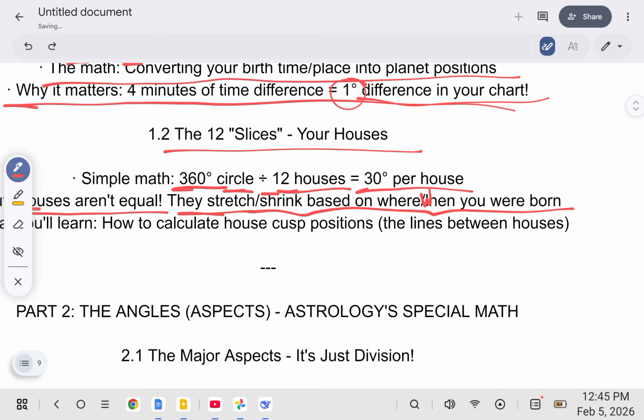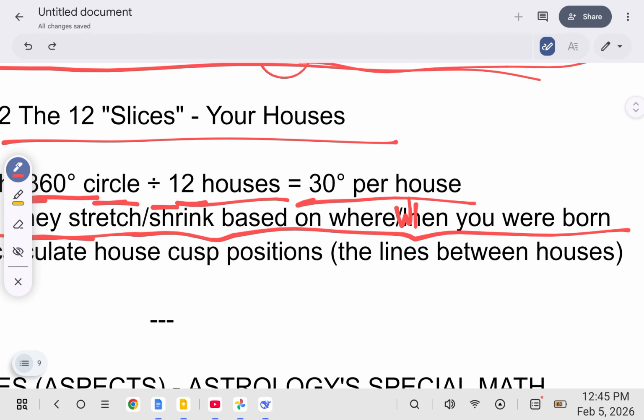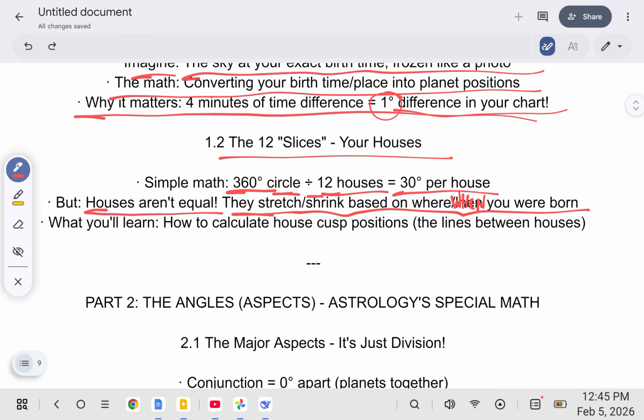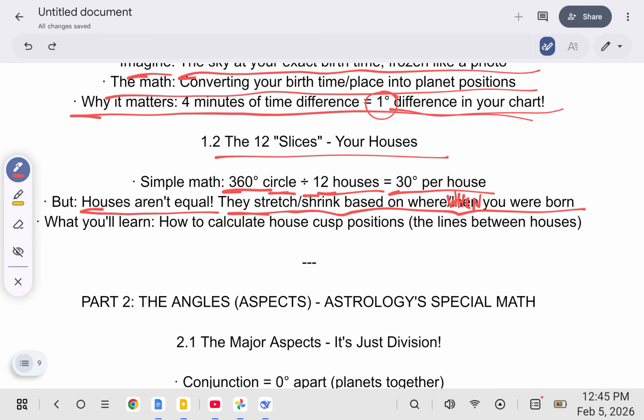Where and when you were born. So, here's what you'll learn. How to calculate house cusp positions, which is essentially the lines between your natal houses. Okay?